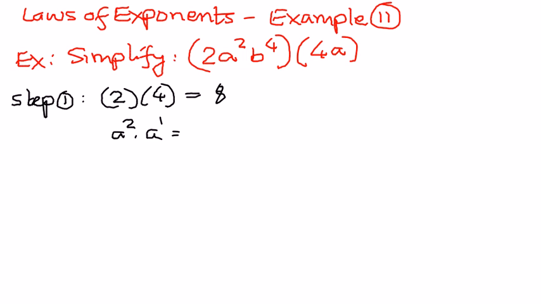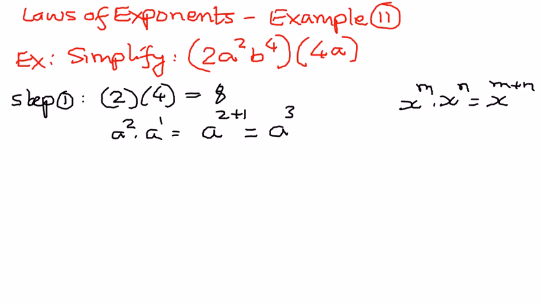Since the bases are the same, we can write the base term once and then add the powers. We are using the first rule of exponents, which says if we have x to the power of m times x to the power of n, if the bases are the same, we write the base once and then we add the powers like that. So therefore a to the power of 2 plus 1 will be equal to a to the power of 3. And then b to the power of 4 is by itself, there is no term to combine, so therefore we leave it as is.